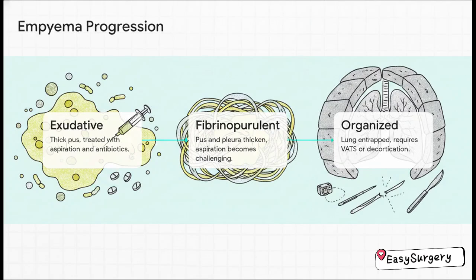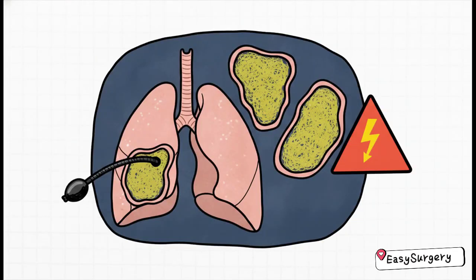The fibrinopurulent phase. The pus and the pleura start getting thick and sticky, making aspiration super difficult. Finally, we hit the point of no return, Phase 3, the organized phase. At this point, the pleura has thickened so much it literally traps the lung like a concrete shell. It can't expand. Aspiration? Completely impossible. You have to go in surgically with VATS or do a full decortication just to peel that rigid pleura off and free the lung.